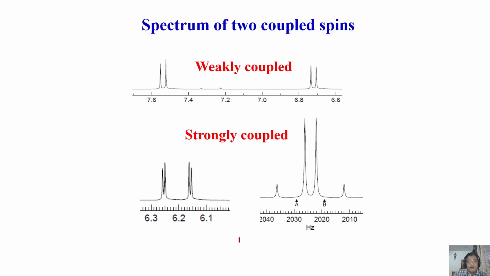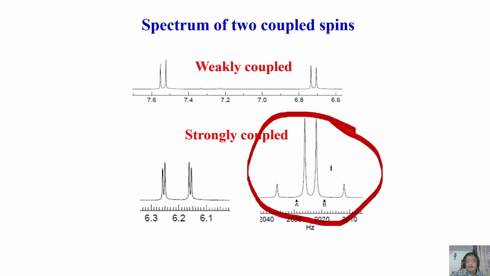What is strongly coupled? The strongly coupled looks like this. Look at this one. This spectrum is a 2 spin coupled system. This is also 2 spin coupled. But this one is 4 lines of equal intensity, well separated. Whereas in this case, look at it. It looks like 2 very strong peaks at the center and 2 very weak peaks outside. This is the pattern of a 2 coupled spin system, especially with strong coupling.